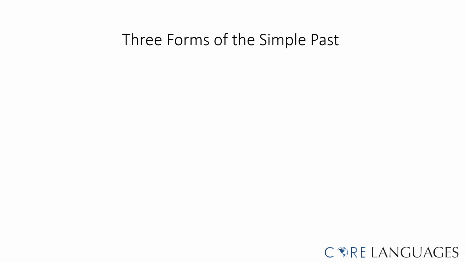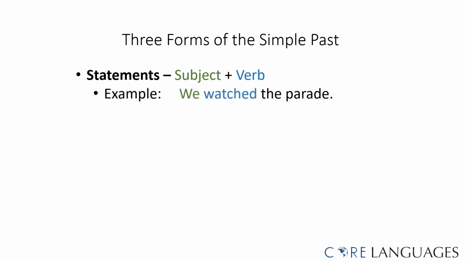There are three different forms of the simple past. Pay close attention to the word order in each. We can use the simple past to make a statement. The word order is subject and verb. For example, we watched the parade. We is the subject and watched is the verb.